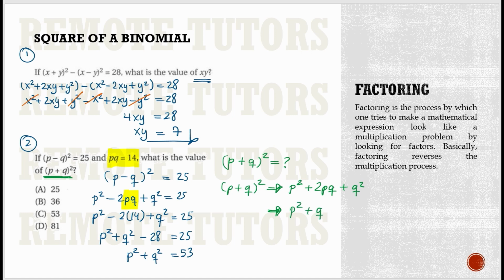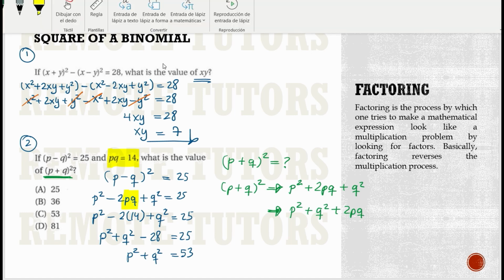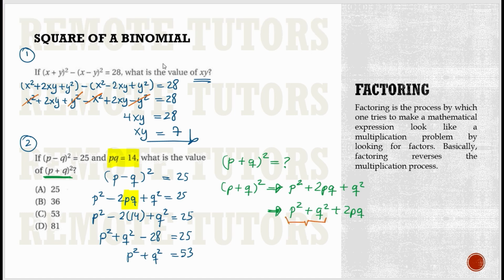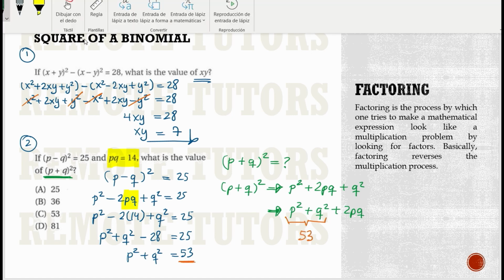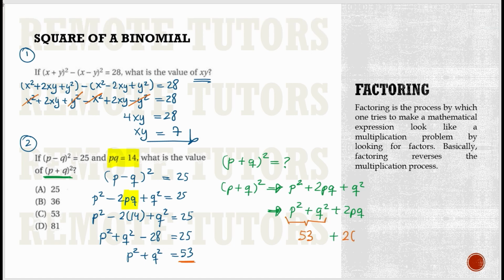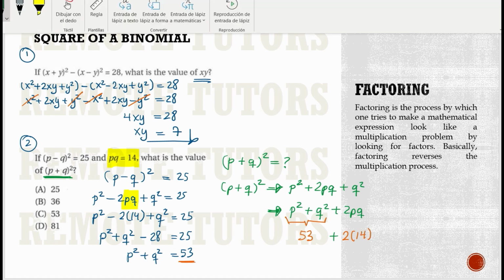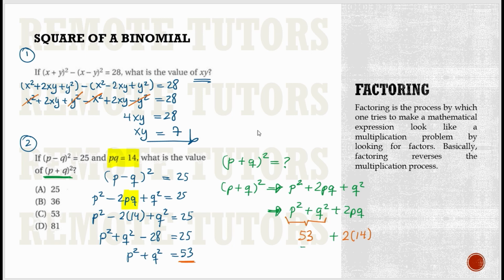I will rearrange this sum. This is p squared plus q squared plus 2 times pq. And I know that p squared plus q squared is 53. And also, I know that 2 times pq is 2 times 14. Don't forget that the value of pq is 14. So at last, we get 53 plus 28, and the sum gives 81, which is the answer. This is the real answer, 81, choice D.